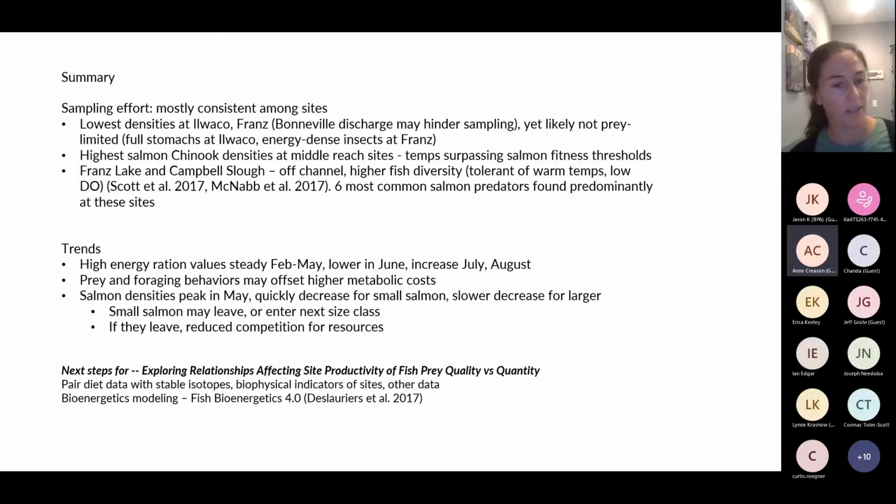So the title of our talk was Exploring Relationships Affecting Site Productivity of Fish: Prey Quality versus Quantity. And so I'm excited about Tableau. I'm excited about working collaboratively with you all, just to go more in depth about exploring the relationships, all the different biotic and abiotic factors that go into productivity for salmon at these sites. I wrote a few examples like bioenergetics modeling or pairing diet data with stable isotopes and biophysical indicators of sites.